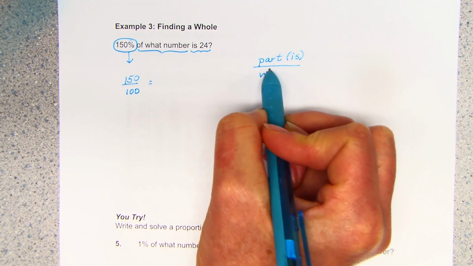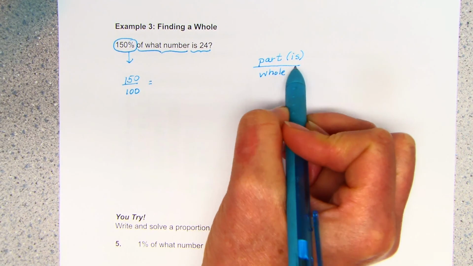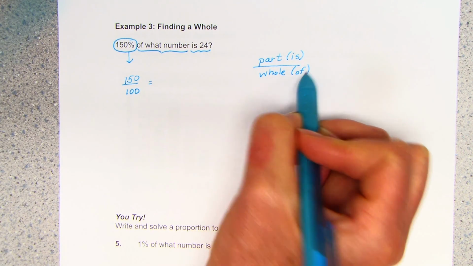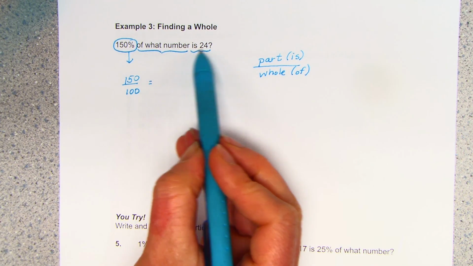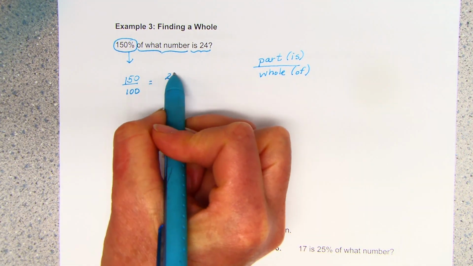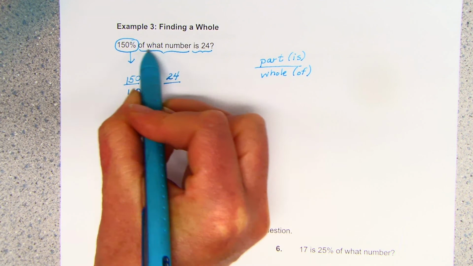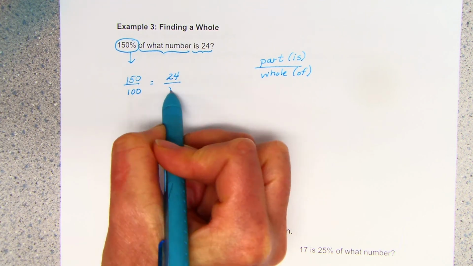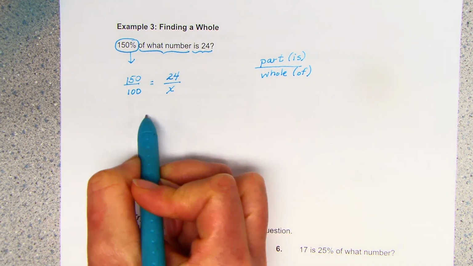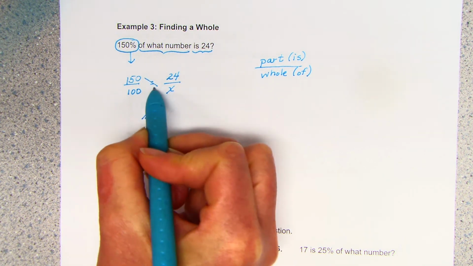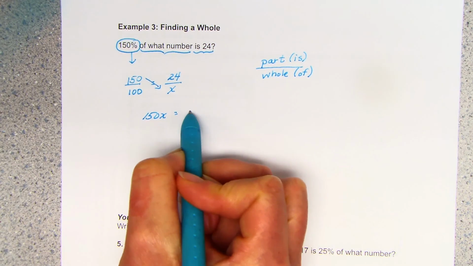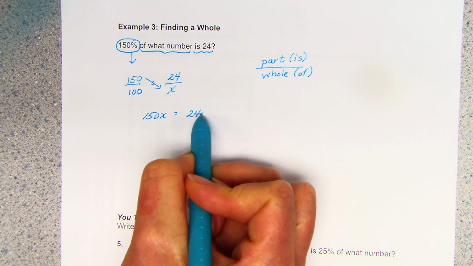Let's see, the "is", oh, that's the 24, because "of" is attached to what number? And now cross products property, that's 150x equals 2,400.